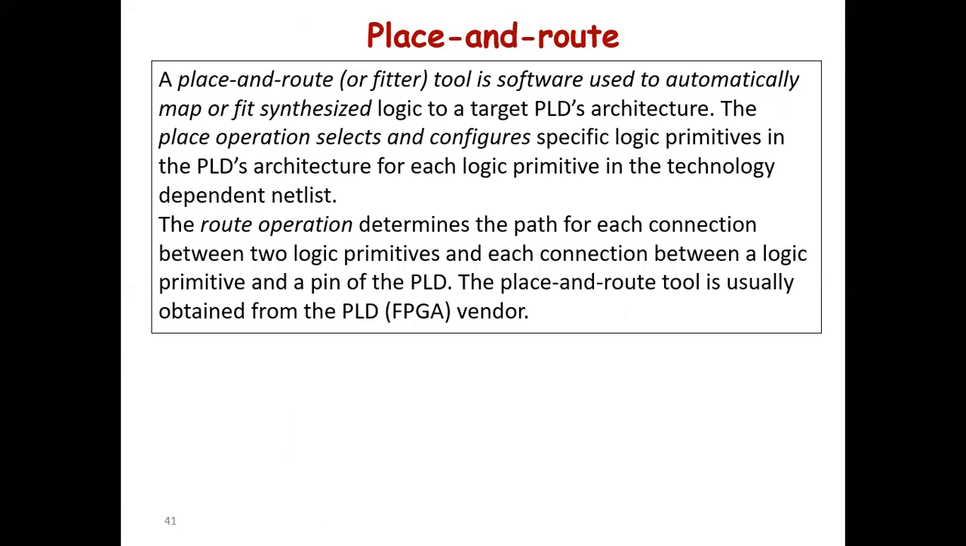Place and route tool is software used to automatically map or fit synthesized logic to a target PLD architecture. The place operation selects and configures specific logic primitives in the PLD architecture for each logic primitive in the technology dependent netlist. The route operation determines the path for each connection between two logic primitives.